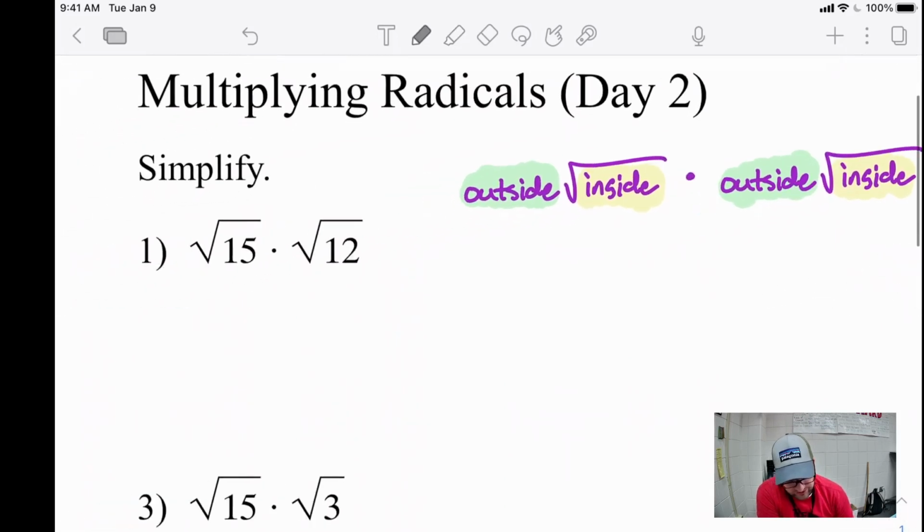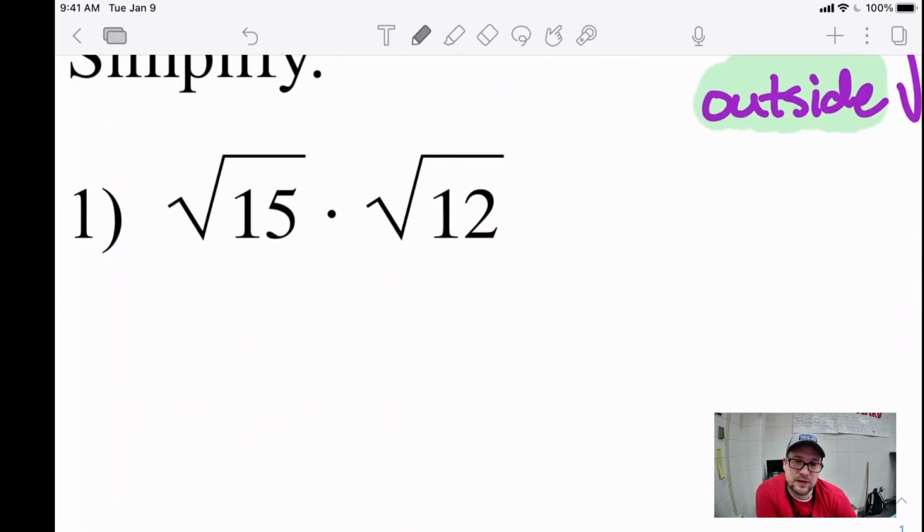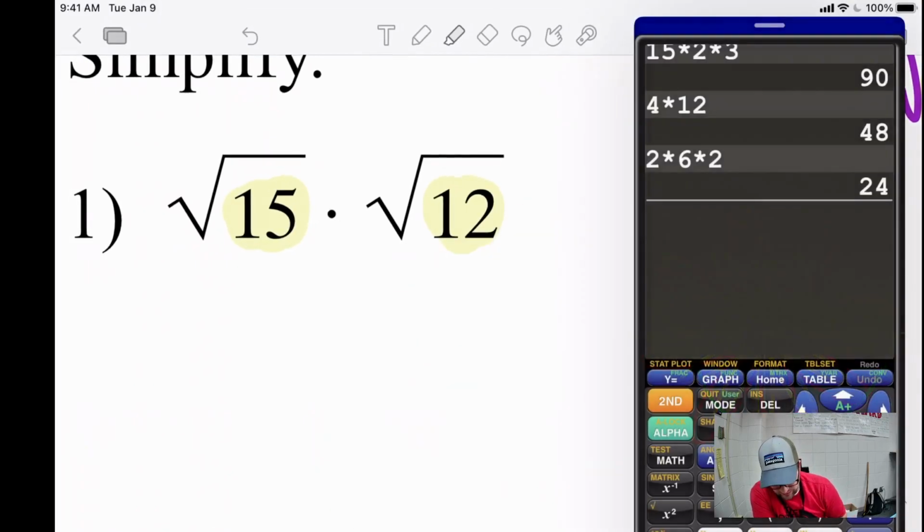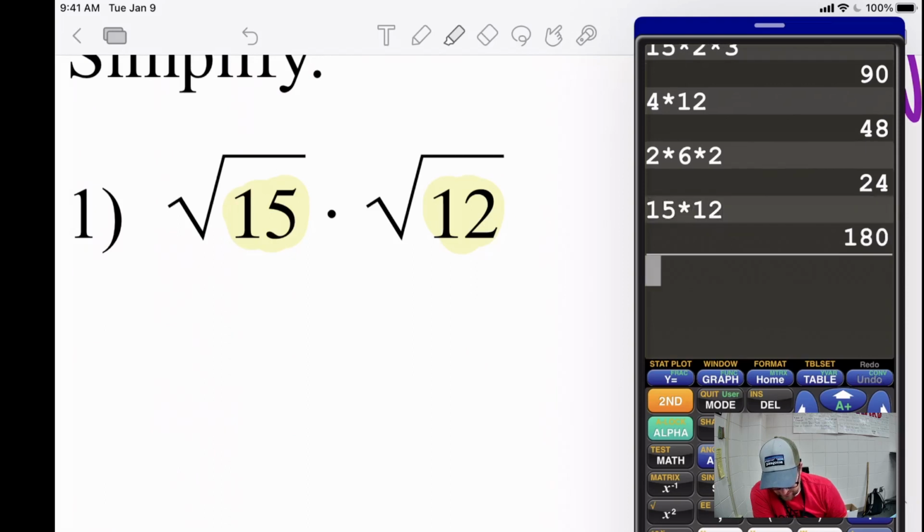So let's look at this first one. In this first one, we don't have any outside numbers. The only things we both have are just inside. So we're going to multiply those together. 15 times 12, I'm not familiar with that one, so I'm going to multiply it out. 15 times 12 is 180. So we can come over here and write this out as the square root of 180.